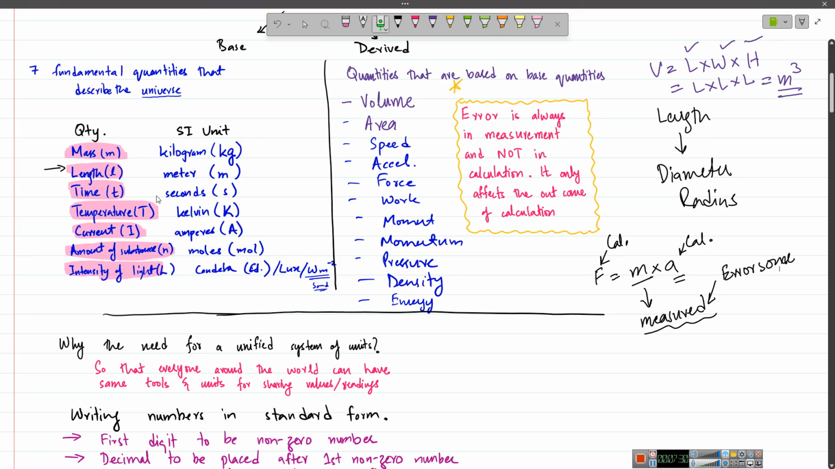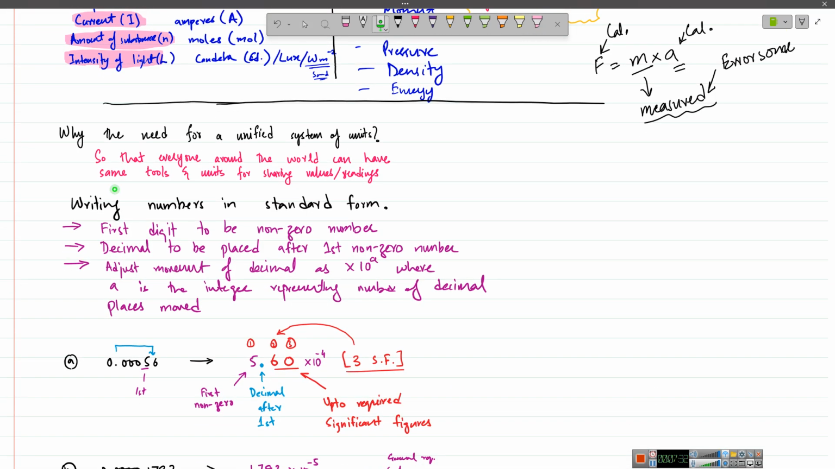Okay. Now moving on, why do we need the SI system? The ones that we're talking about, the SI units and all, right? We need the SI unit because we want everyone around the world to have the same tools and units for sharing values and readings, right? Let's say if I have a different idea of what is the length of a meter. Let's say for me, the meter is this big, right? This is 1 meter, but in Europe, the meter is this big. Then obviously, if I take a measurement of my room using my ruler and one from Switzerland, that is going to be entirely different, and we cannot have that.